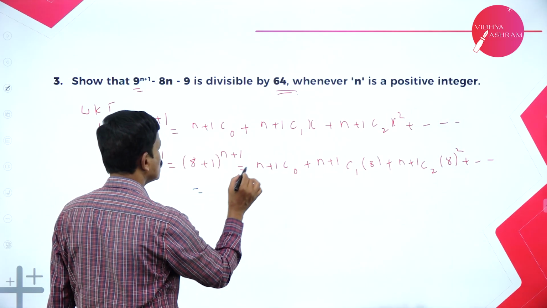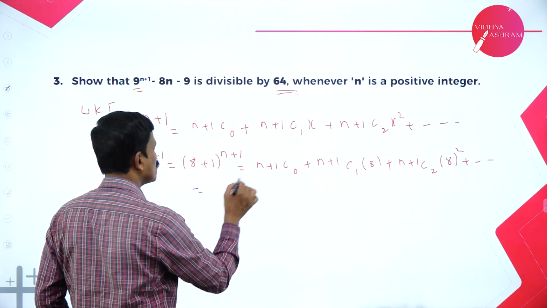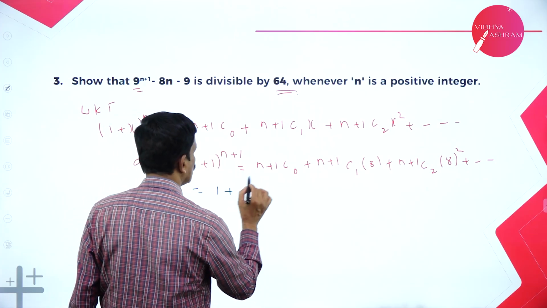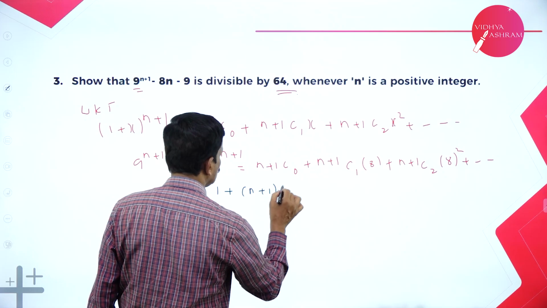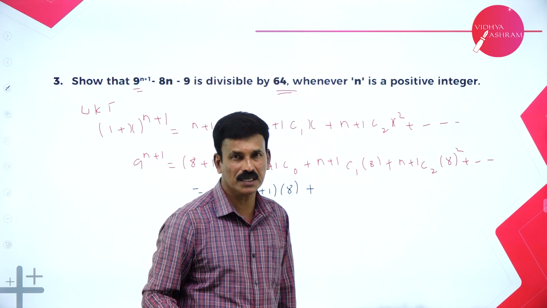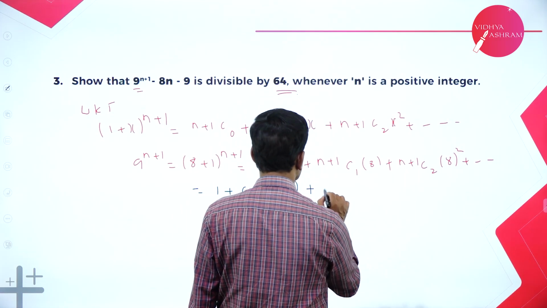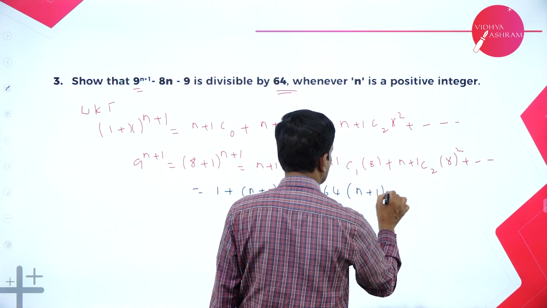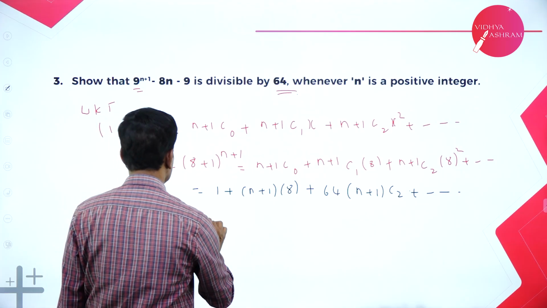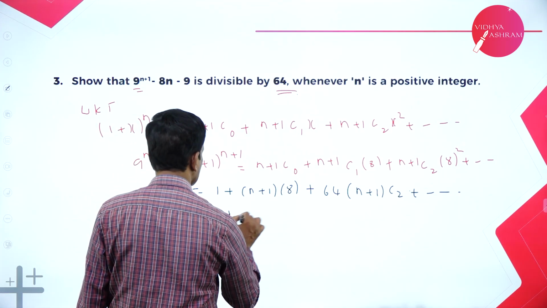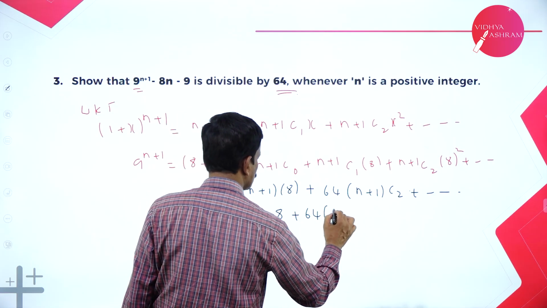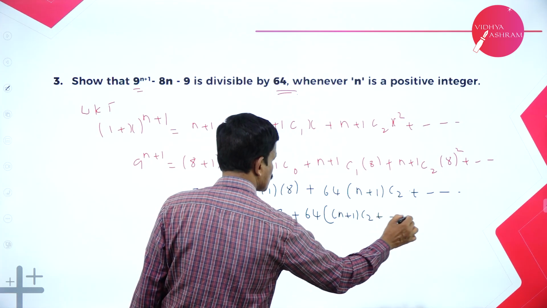So this can be written as, since nC0 is equal to 1, (n+1)C0 is 1, plus nC1 is equal to n, so (n+1)C1 is n+1 into 8, plus next term (n+1)C2 into 8². So that is nothing but 8² is 64 into (n+1)C2 plus etc. terms. Okay. Now this is equal to 1 plus 8n plus 8 plus 64 into (n+1)C2 plus terms.